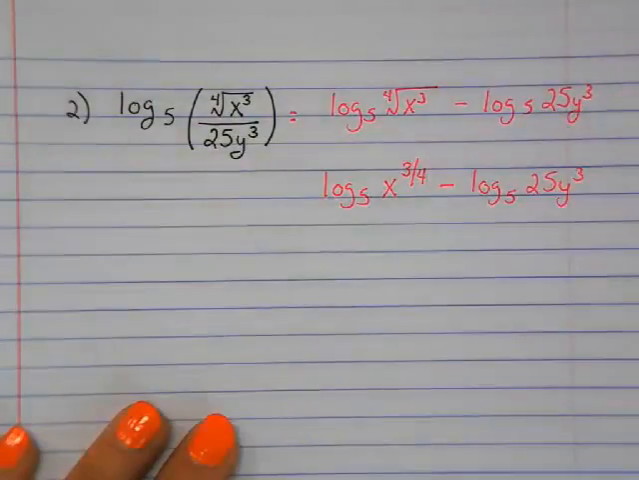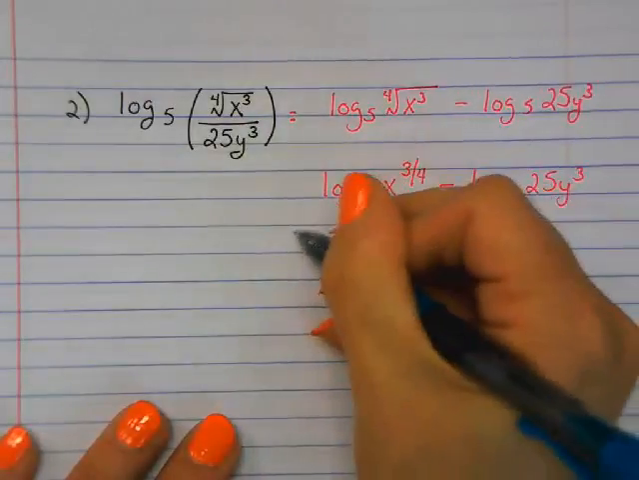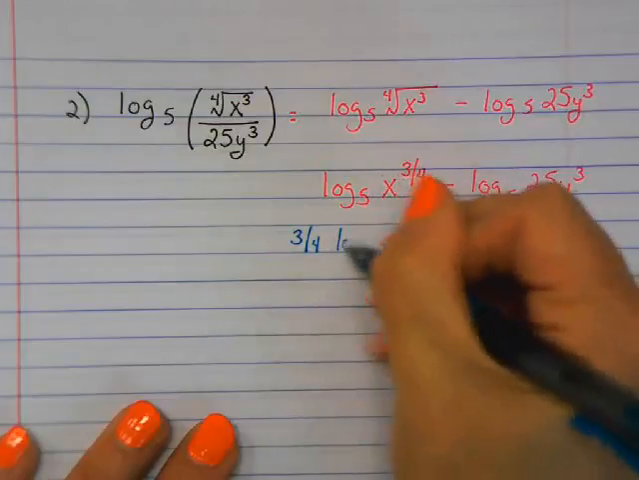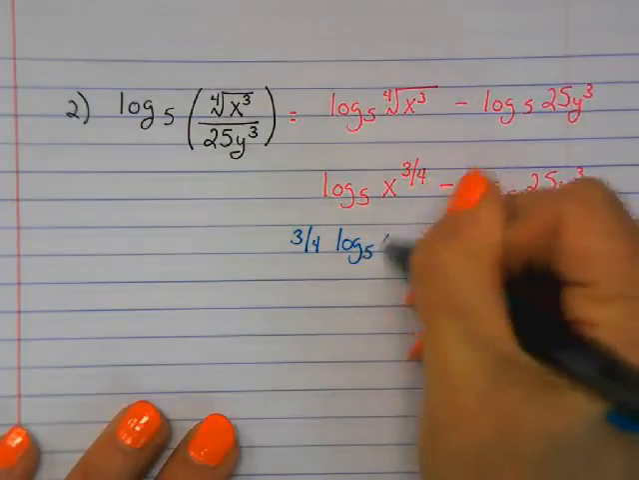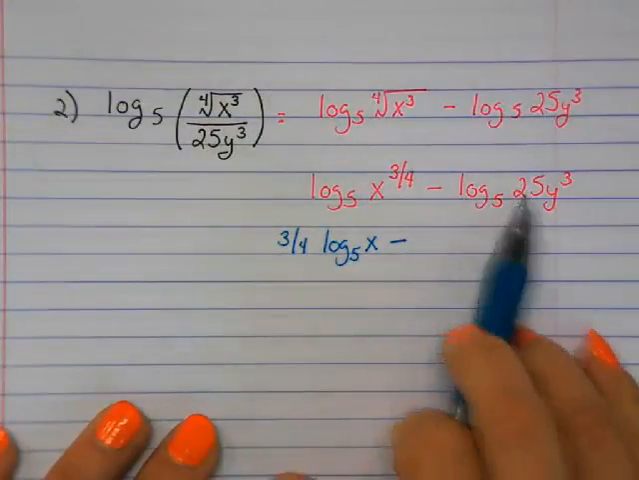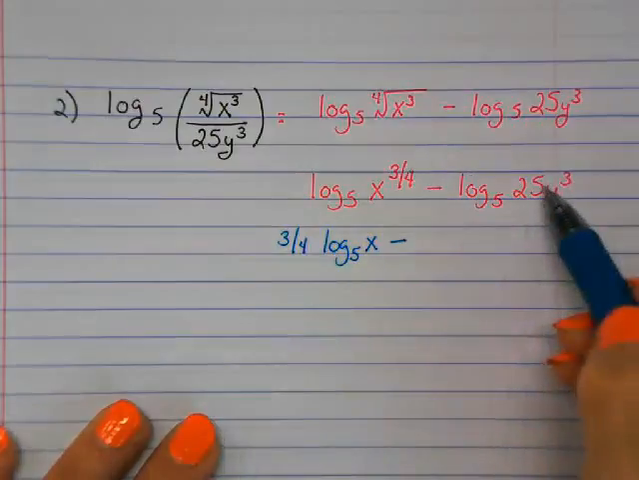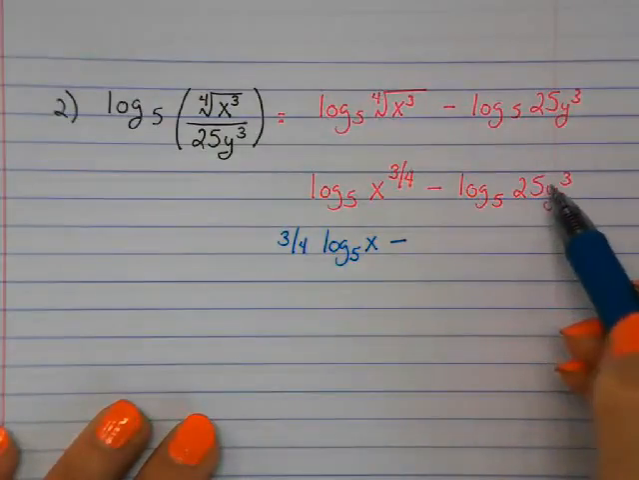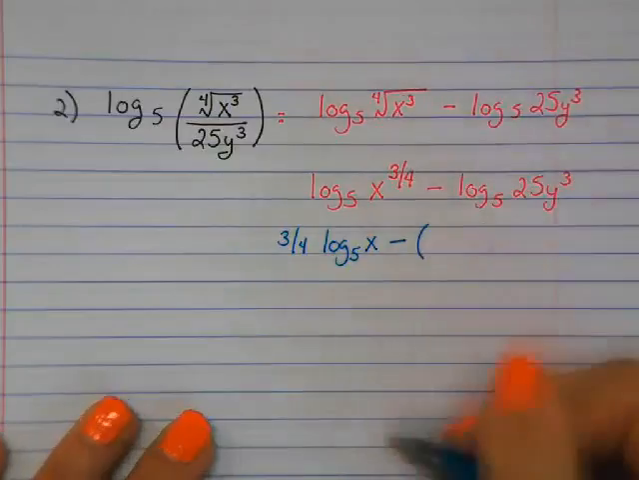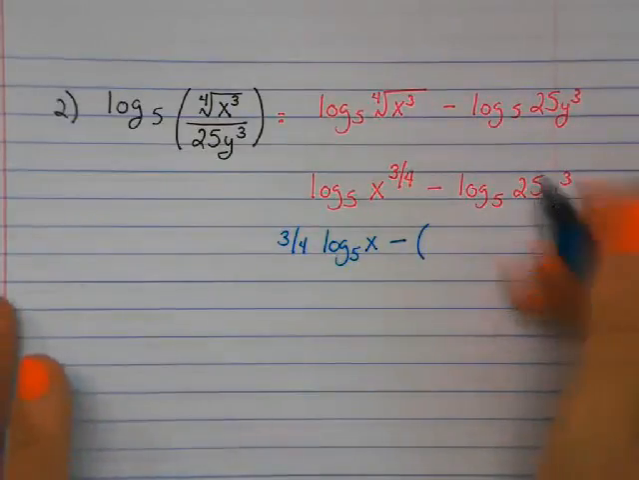3/4 log base 5 of x minus. Now, interesting here, don't lose sight. What's going on with this 25 and the y cubed? Isn't this really multiplication? So I believe I need to do something to it. So how do I expand multiplication? With addition.